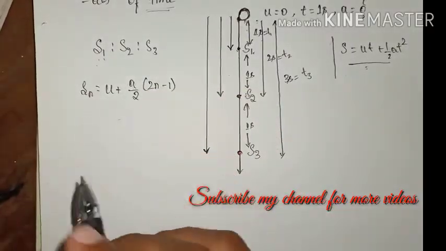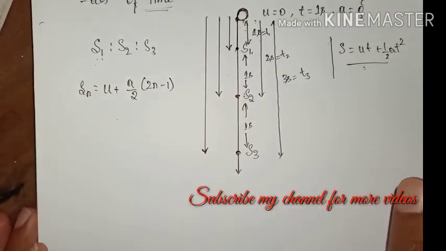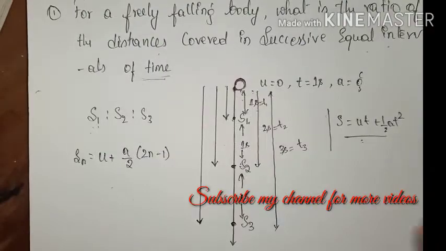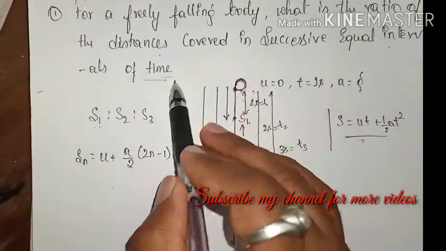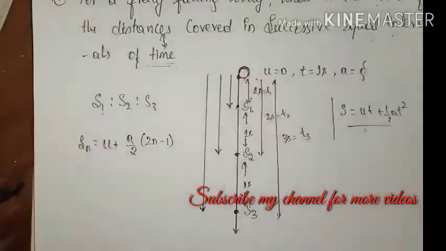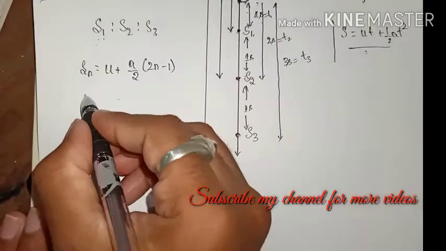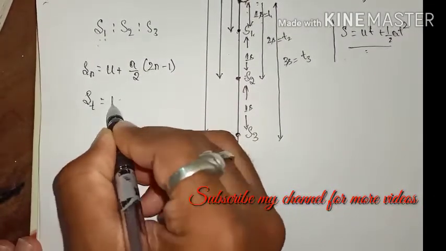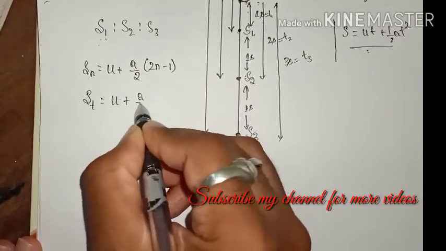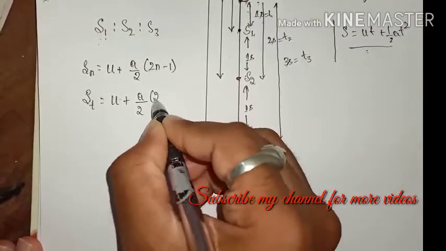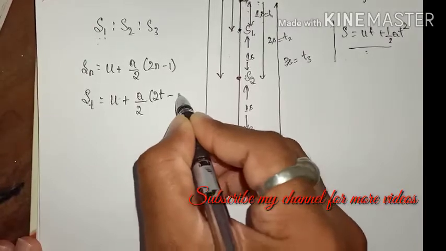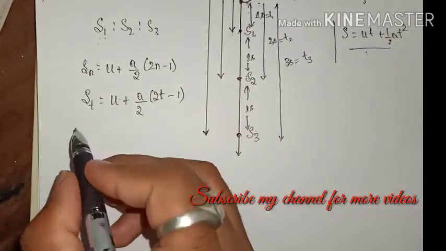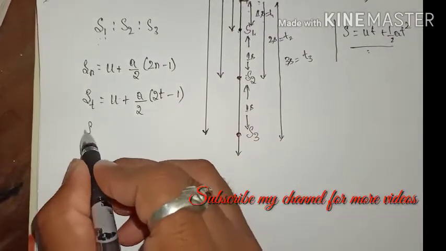Here, one thing you're supposed to remember: the question is based on distance, distance with respect to time. So that's why the formula becomes u, the initial velocity as it is, plus a, the acceleration, into, with respect to time, 2t minus 1. Now let us find out S1.